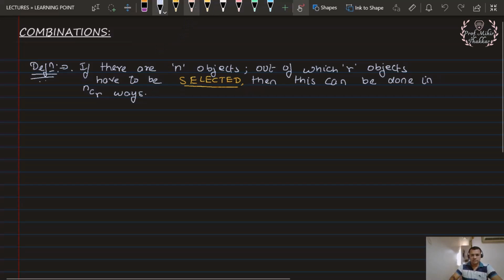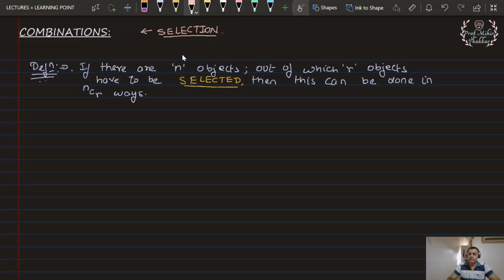As I had told you in the beginning, when we were starting with permutation, we said that permutation was used for arrangement of the objects. In the same way, combination is used for selection of the objects. So basically the chapter permutation and combination refers to arrangements and selection of some objects from the given set of objects. We have seen the formula for nPr, which was n factorial upon n minus r factorial.